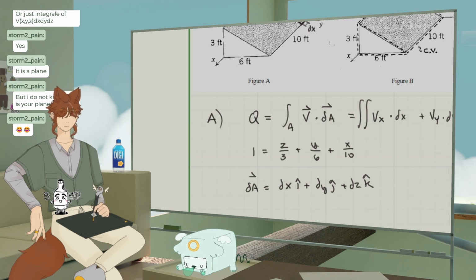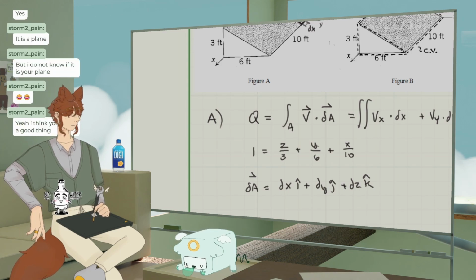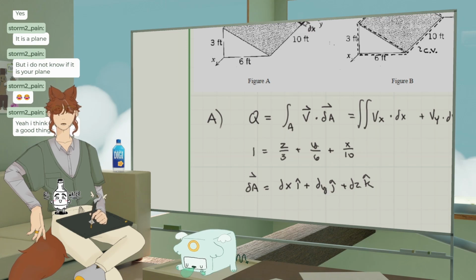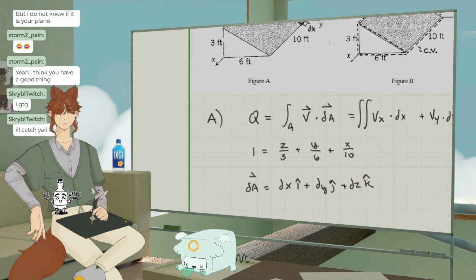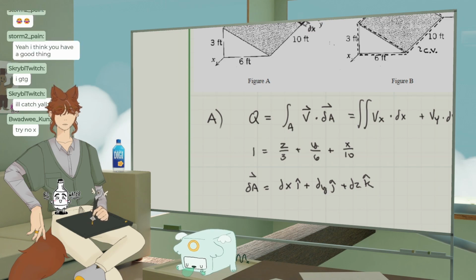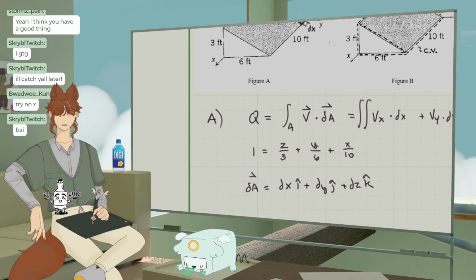No. Wait. Almost. It's close. What the heck is going on here? The z is right. Oh, it's because the x doesn't intersect. So what if I just say plus x? No, that's also bad. Wait, it changed it. It's so close. Why is it at a weird angle? Try no x.